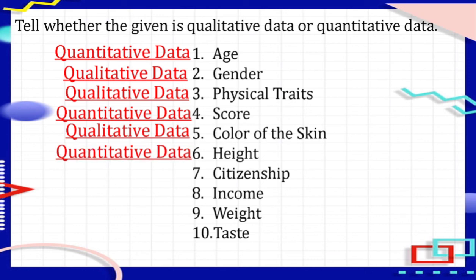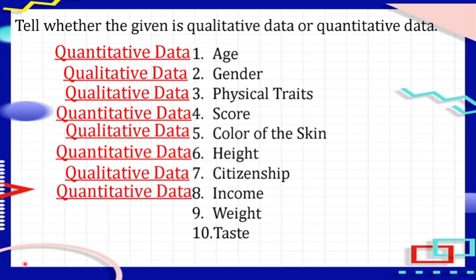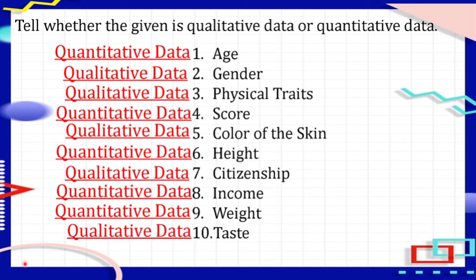6, quantitative data. Kasi kapag sinabing height, you will get the number. And number 7, citizenship, qualitative data. Number 8, income. That is quantitative. So, numerical data yan. Number 9, weight. Correct, quantitative data. And lastly, but not the least, taste. Correct, that is qualitative data.